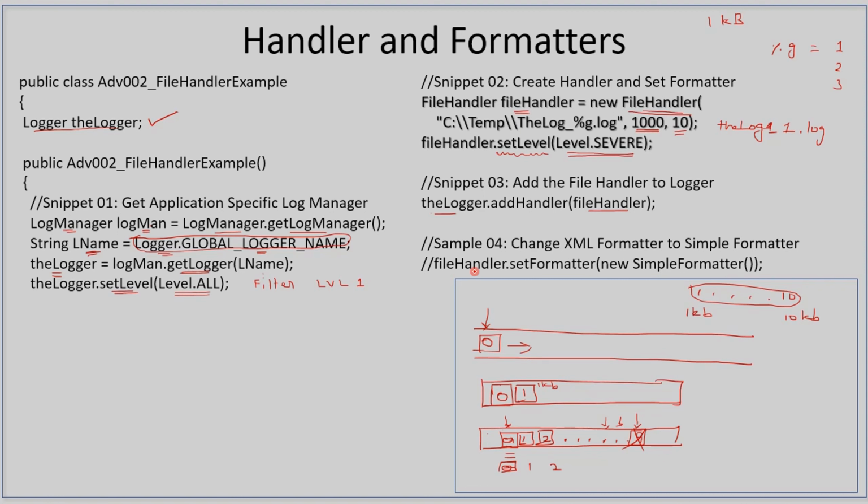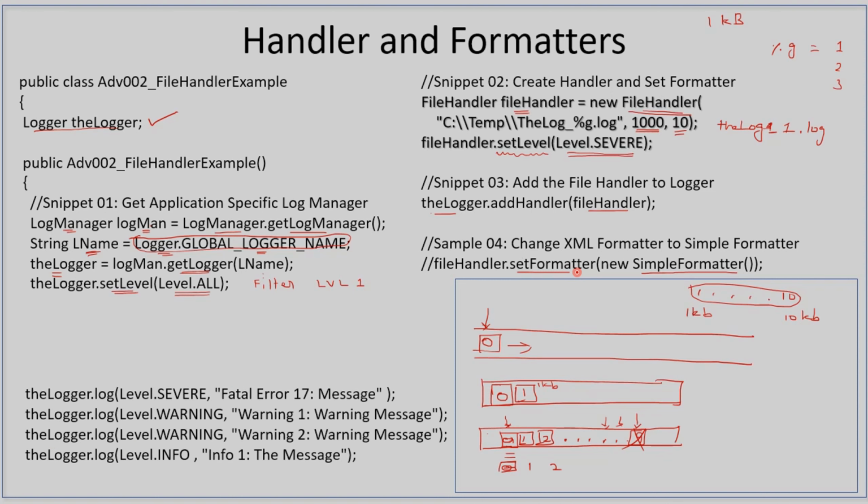Next, at present here I commented the code setFormatter new SimpleFormatter. By default the file handler defaults to the XML formatter. That means when we go to the demo, first we will see how it produces the content in XML format. Then we will uncomment this line and write the content in simple form in the files. I mean the log message in simple form instead of XML form.